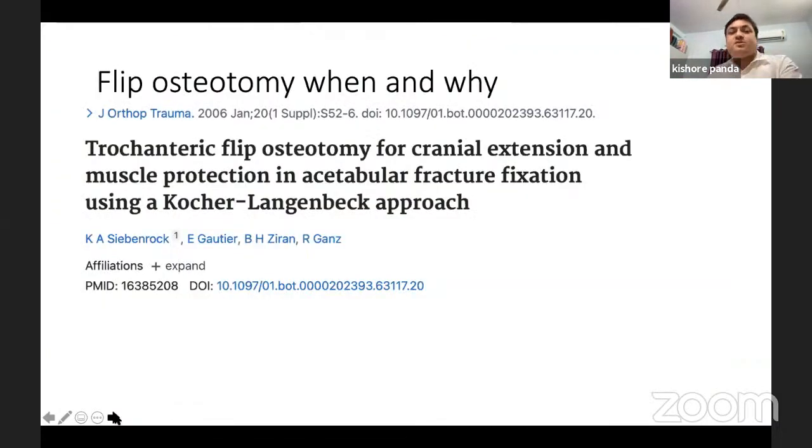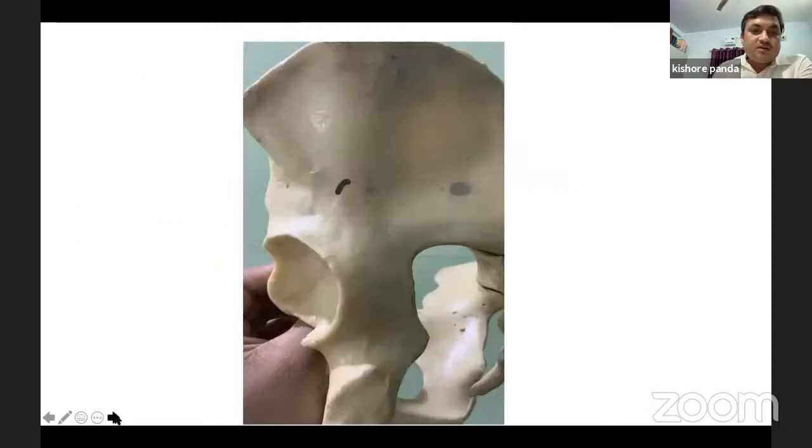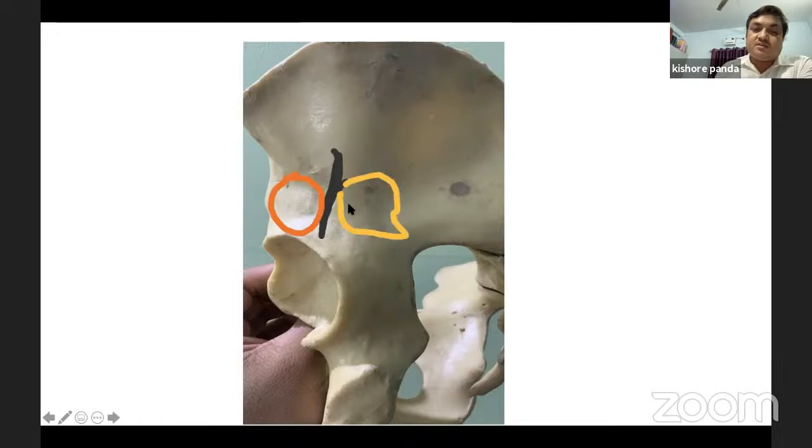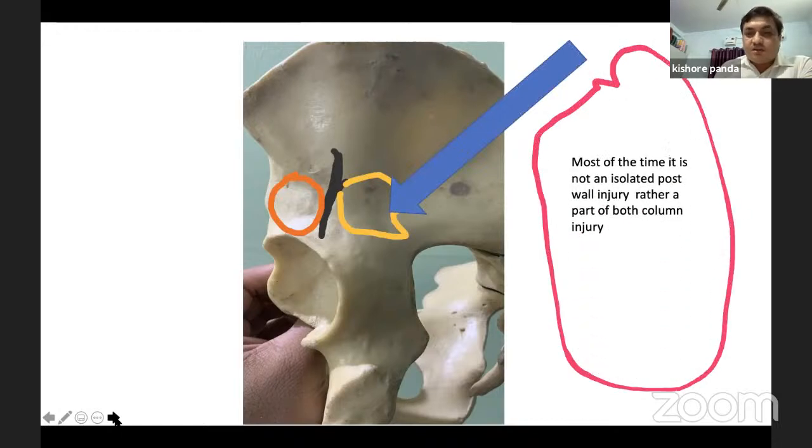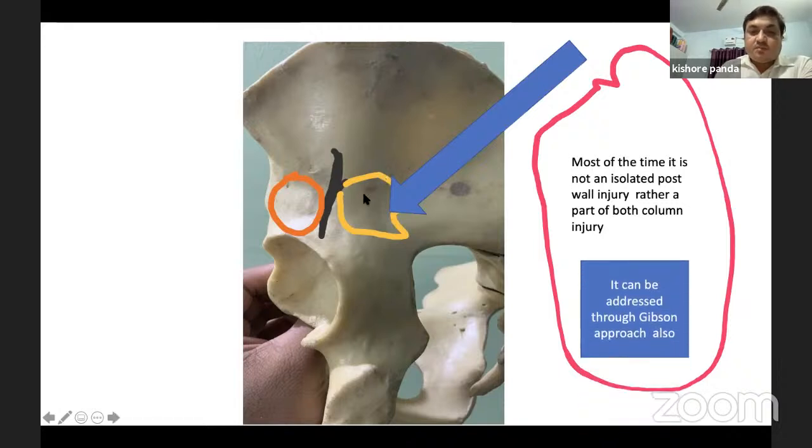Next, coming to the flip osteotomy, when and why? When the fracture extends more anterior to the gluteal ridge, then the classical Kocher-Langenbeck approach does not give access to that area. And whenever there is a proximal fracture, the Kocher-Langenbeck does not give access. Nowadays, most people are also using the modified Gibson approach.